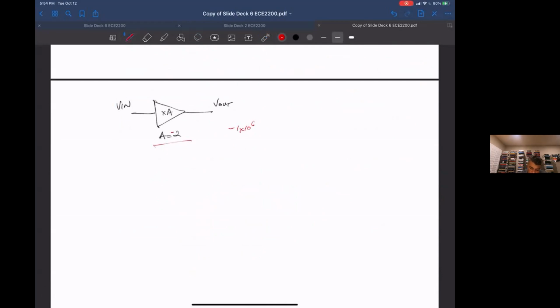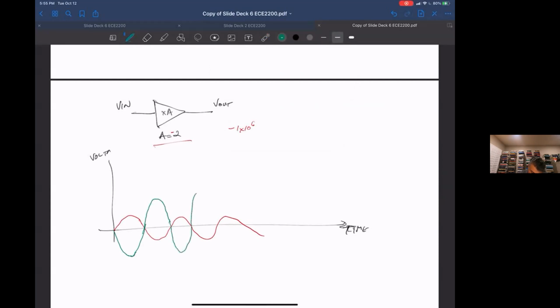So let's redraw that again for the case where you have negative gain, which again is most of the time. So if I draw time and voltage, and now I draw my input sine wave, with a negative gain, the amplitude of the output is still 2x the amplitude of the input, but the sign is inverted. Okay, so if the input's going positive, the output's going negative, and vice versa.